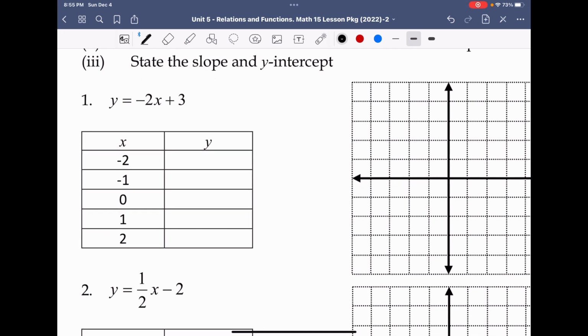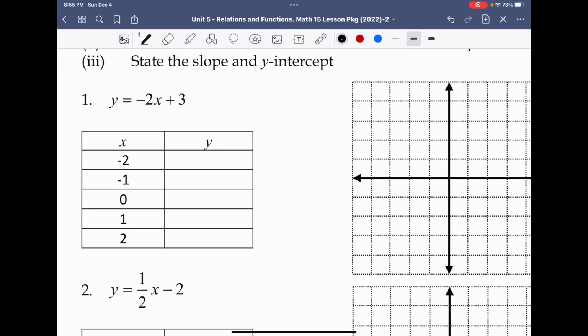So if I put -2 into the equation, I would go -2 times -2, which is +4, plus 3, which is 7. -1 times -2 is +2, plus 3 is 5. And then if I plug in 0 for x, 0 would just cancel out this first bit here, and I would be left with 3.